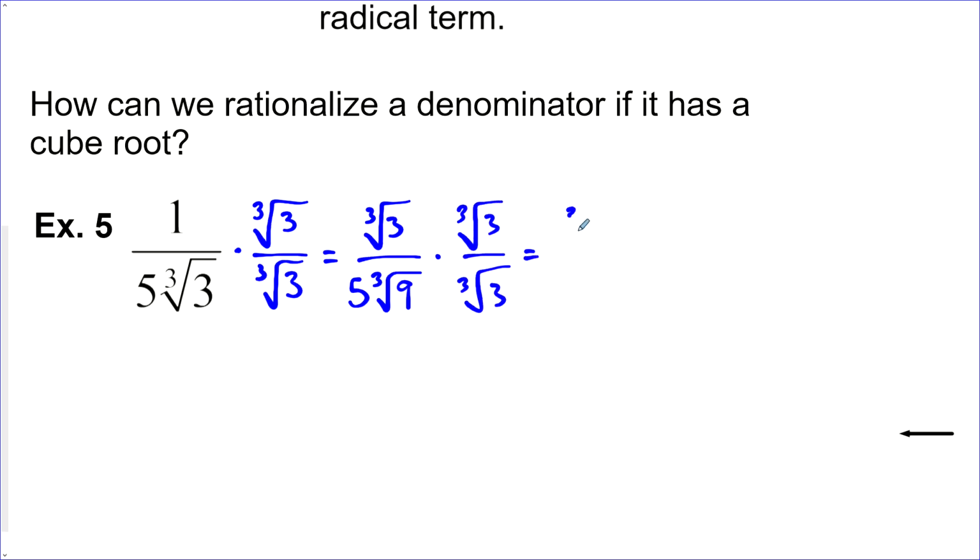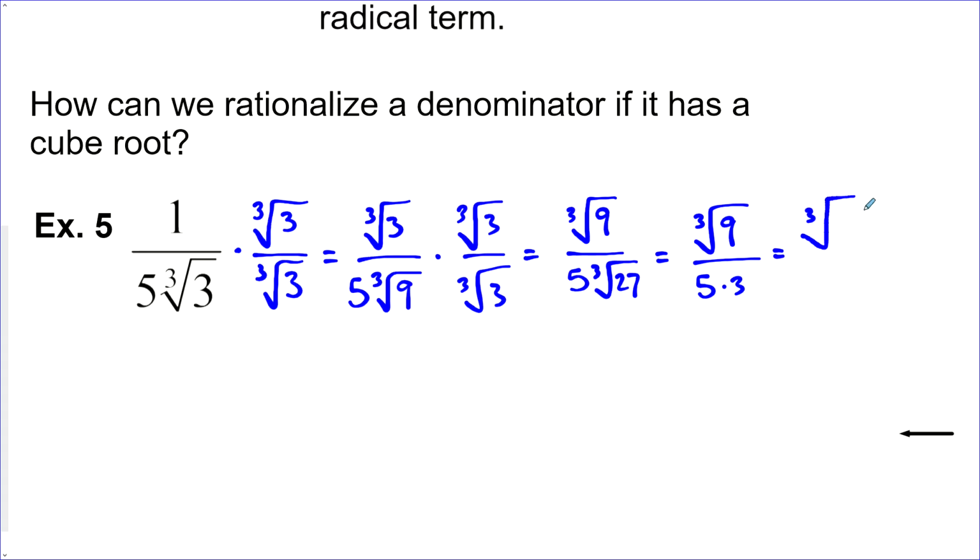and we get the cubed root of 9, the 5 still just hanging out in the denominator, and the cubed root of 27. And now the cubed root of 27 is a perfect cube, it's 3. And so cubed root of 9 over 15. Now it still has a radical. So when we rationalize, we're not getting rid of the radical. We're just moving it to a different place in the equation.